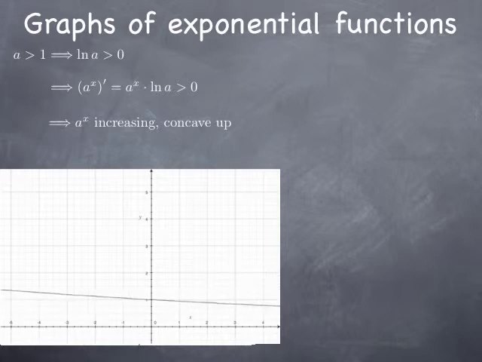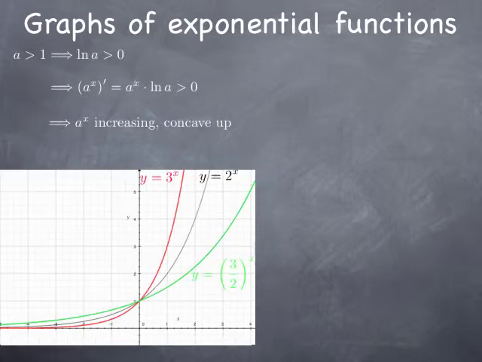And then when a is less than 1, well, we have a change of behavior. The function becomes decreasing, goes towards positive infinity when x goes to negative infinity, towards 0 when x goes to positive infinity. So that gives you an idea of the effect of changing a on the graph of the function. Right? At the end, we had a between 0 and 1.